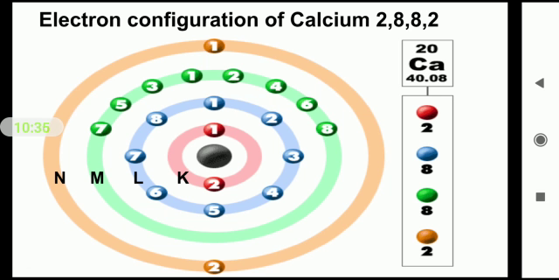Electron configuration of calcium. The atomic number of calcium is 20. The number of protons is equal to the number of electrons, so that is 20. The first shell can accommodate 2 electrons, so the K shell is equal to 2.